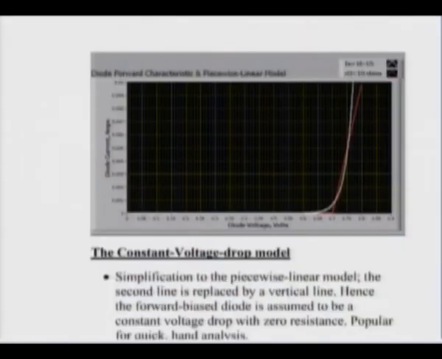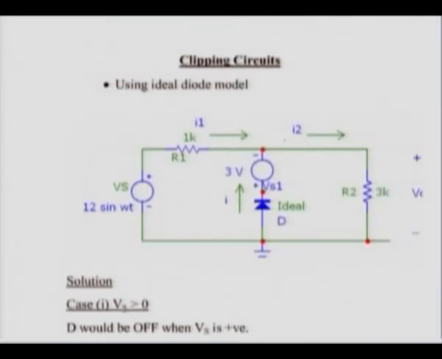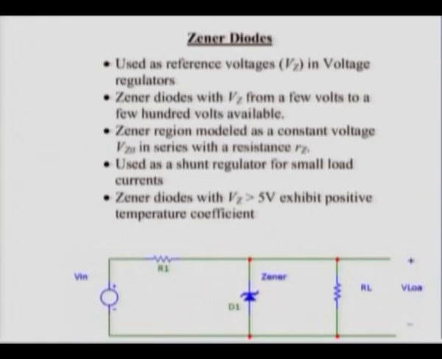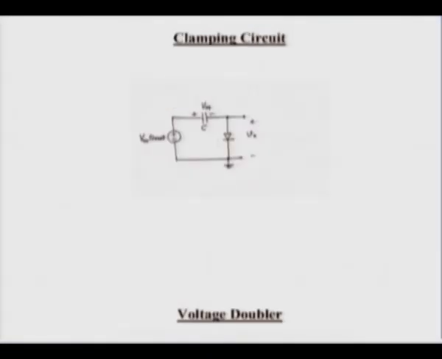And then we talked about clipping circuits. We also talked about both Zener diodes also being used in clipping circuits. We finally talked about clamping circuits and voltage doublers. So I would stop my lecture here.